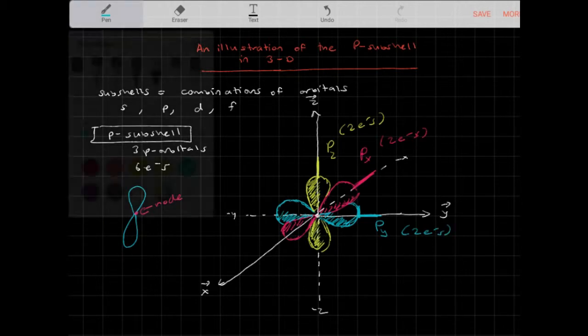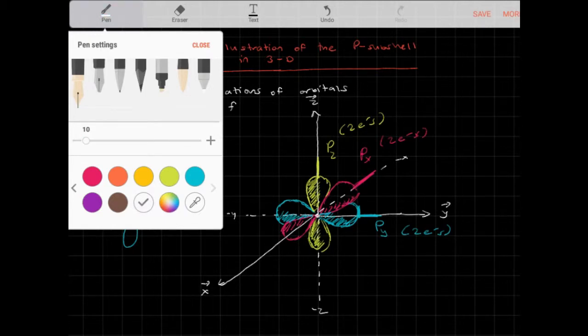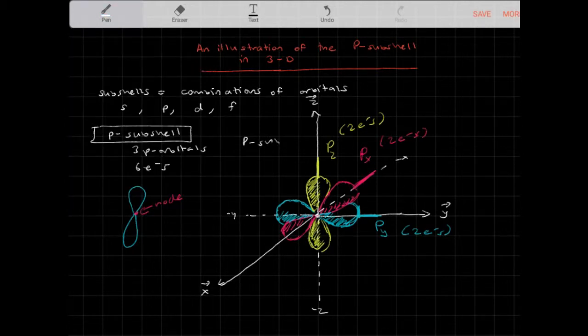The subshell, this whole thing, is the P subshell. What I just drew here is the P subshell. It's made up of 3 P orbitals, so you can write down Px, Py, Pz. All of this makes the P subshell. And that's why the P subshell can hold 6 electrons, because each orbital can hold 2 electrons.